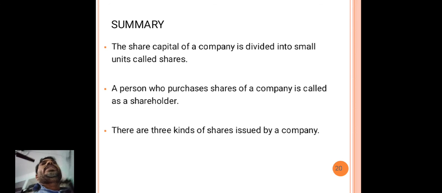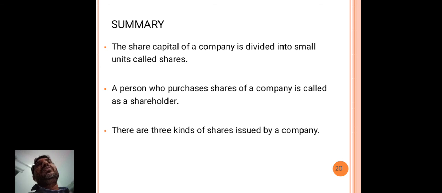In that, the first priority will be given to the equity shareholders, then afterwards to the deferred shareholders. The equity shareholders have a right to vote. The preference shareholders don't have a right to vote. There are many different types of shares available in preference shares. There is no other type of share available in equity shares. Equity share is only one type of share, which is called the ordinary share.